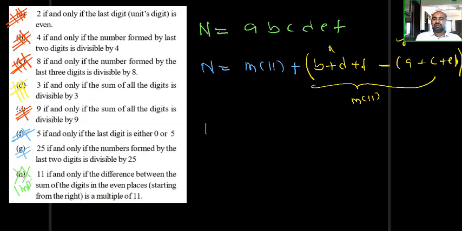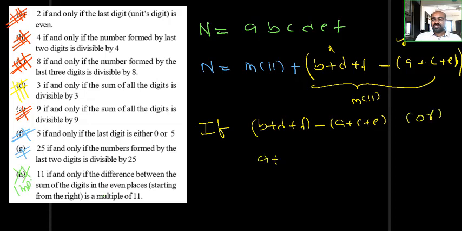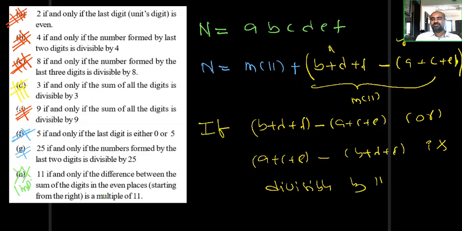If B plus D plus F minus A plus C plus E, or A plus C plus E minus B plus D plus F, is divisible by 11, then n is divisible by 11. N means the given number. Okay. So, what is the meaning of this?